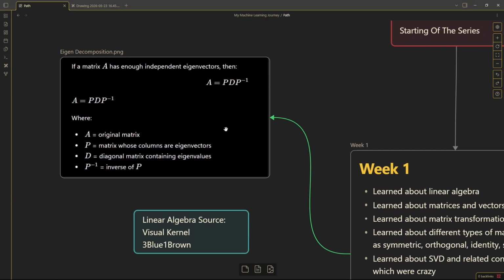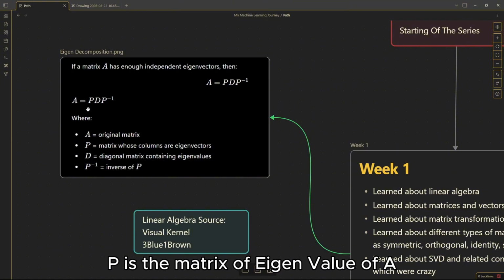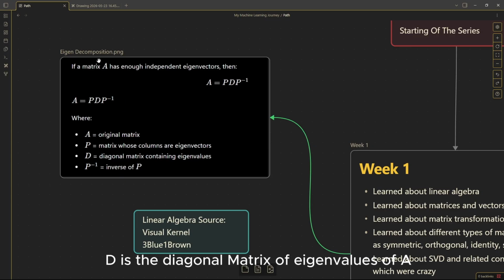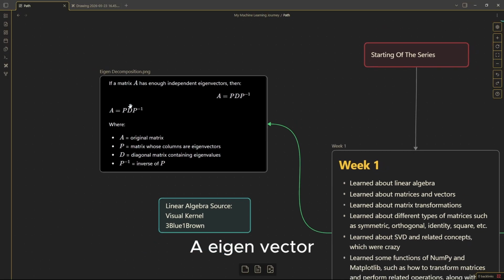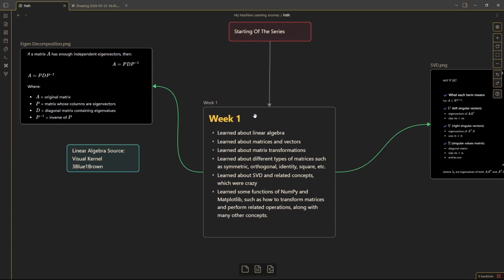As I mentioned, the eigen decomposition is really important. Here A is a symmetric matrix, and P is the matrix of eigenvectors of A, and D is the diagonal matrix of eigenvalues, and P inverse is the inverse matrix of this P. So these are the things that I learned in the previous week.